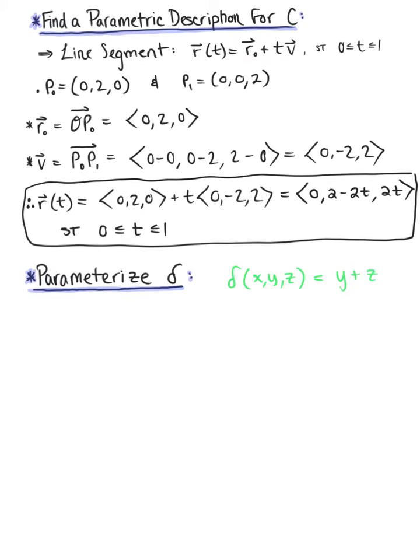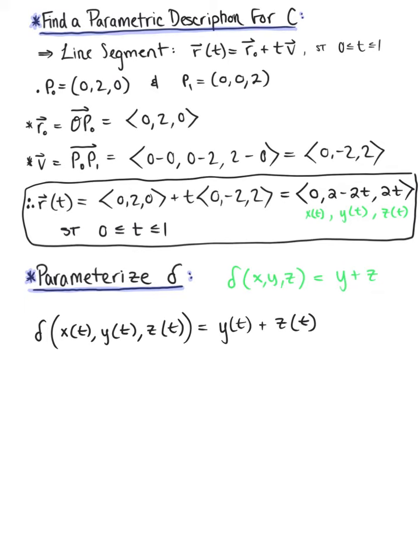We are now going to use the components of our parametric representation, our x of t, y of t, and z of t components, in this density function. So this becomes delta of x of t, y of t, z of t, where we replace y with y of t and replace z with z of t. Plugging those components in, we have 2 minus 2t plus 2t. Those 2t's cancel each other out, and our parameterized delta function is defined as 2.